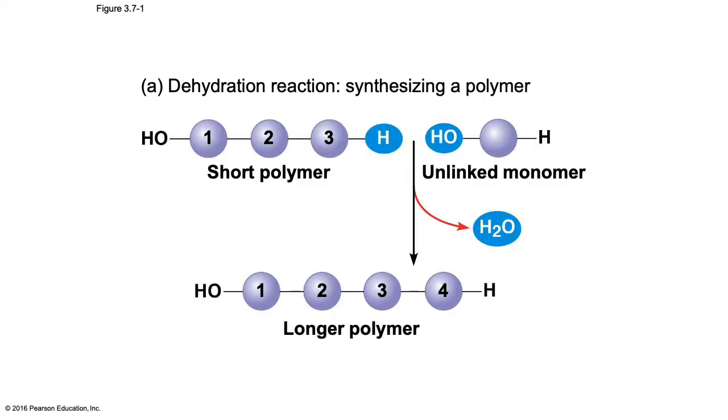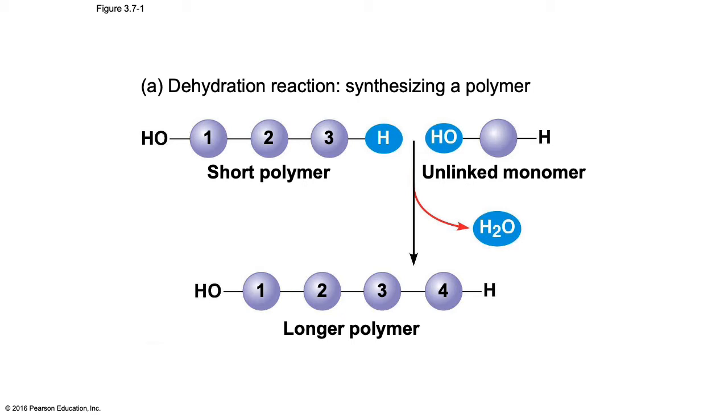So here's a general schematic for a dehydration reaction, which would build a polymer out of monomers. Say we're building a protein, for example, and we've already started to put together our protein. We have our first 3 amino acids in place, and now we want to add a 4th amino acid. That would be our unlinked monomer there.